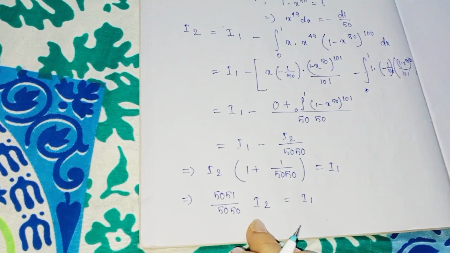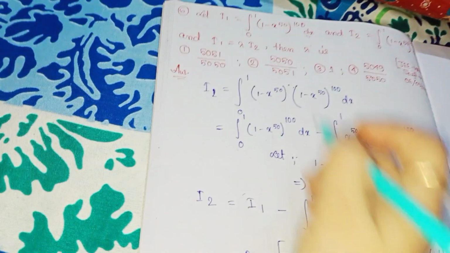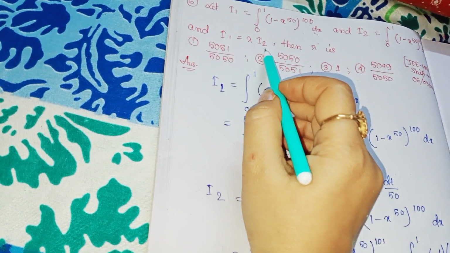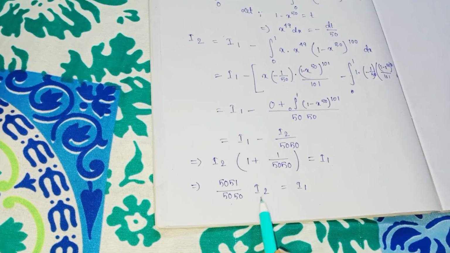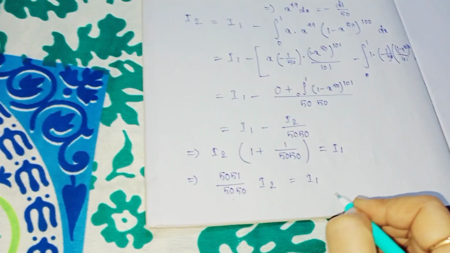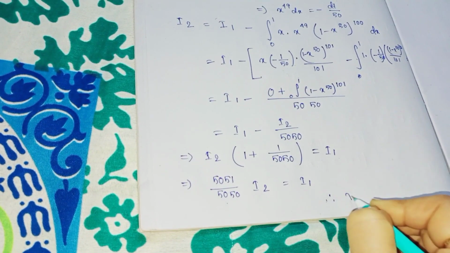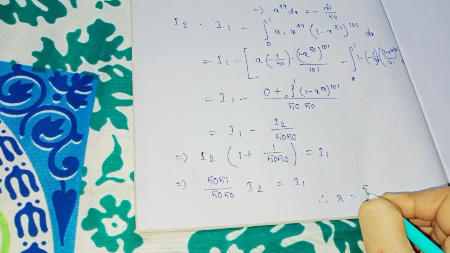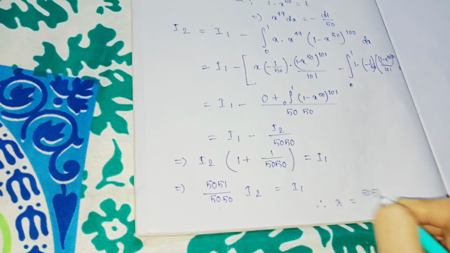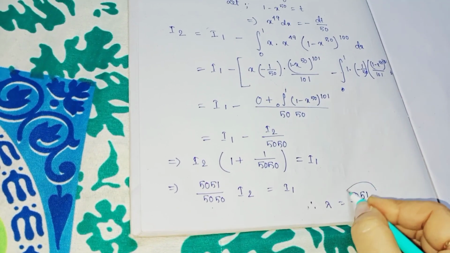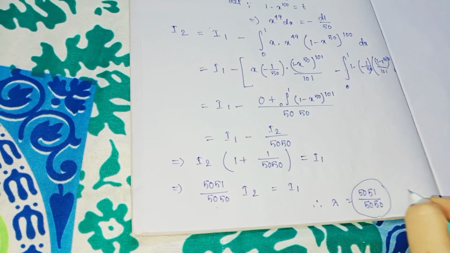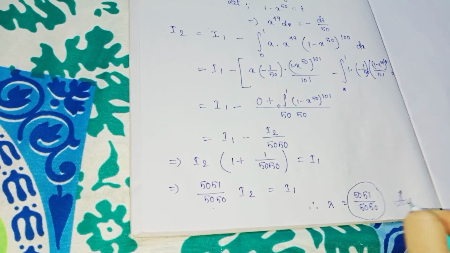Now the condition given in the question is I1 is equal to lambda into I2. So here we get I1 is equal to this into I2. Therefore we may say lambda is equal to 5051 divided by 5050. This is the value of lambda that we reached. It is our required answer.